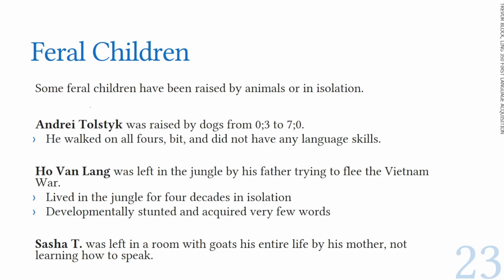And then finally, Sasha T was left in a room with goats his entire life by his mother and did not learn how to speak. So, feral children, sometimes it's just isolation. Sometimes there are these stories where children are left in environments with animals or with no other people surrounding them. So, again, the truth of these specific stories is not as strong as Jeannie's, but for the most part, I believe we can still take them as examples of how feral children could come to exist.